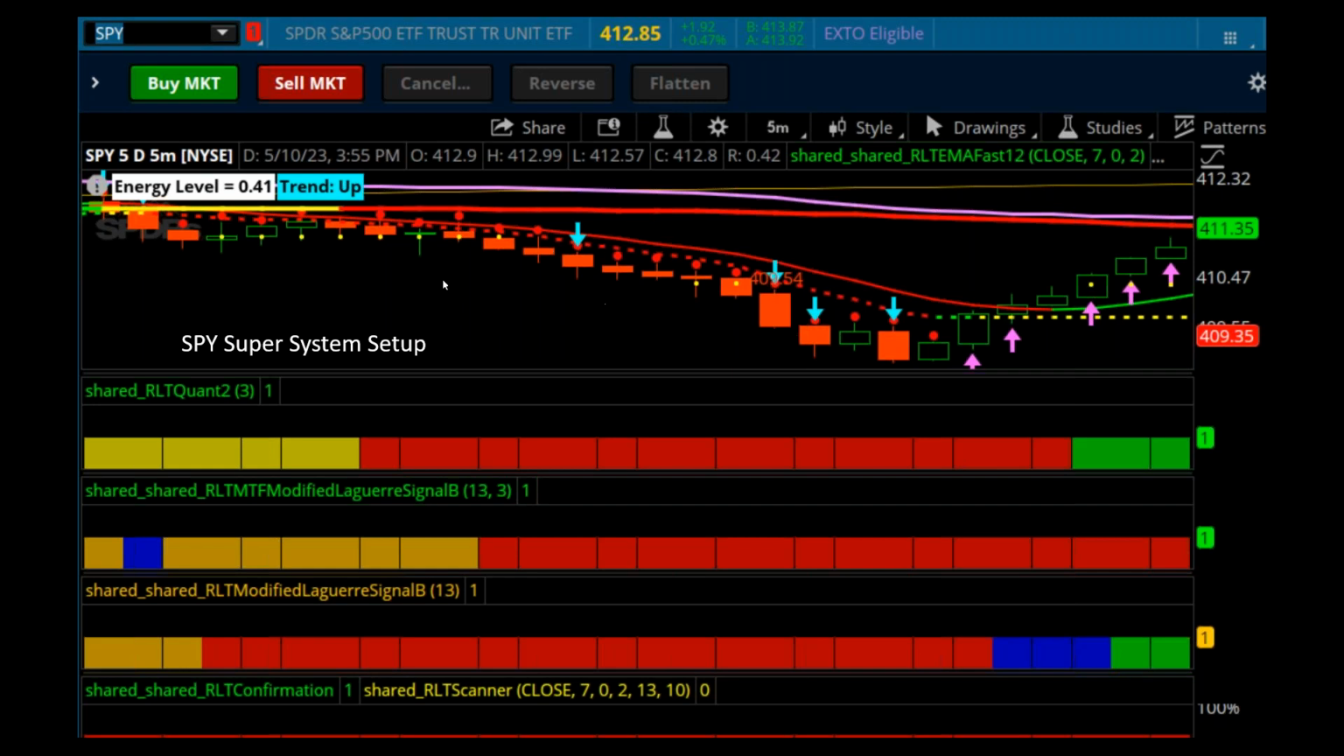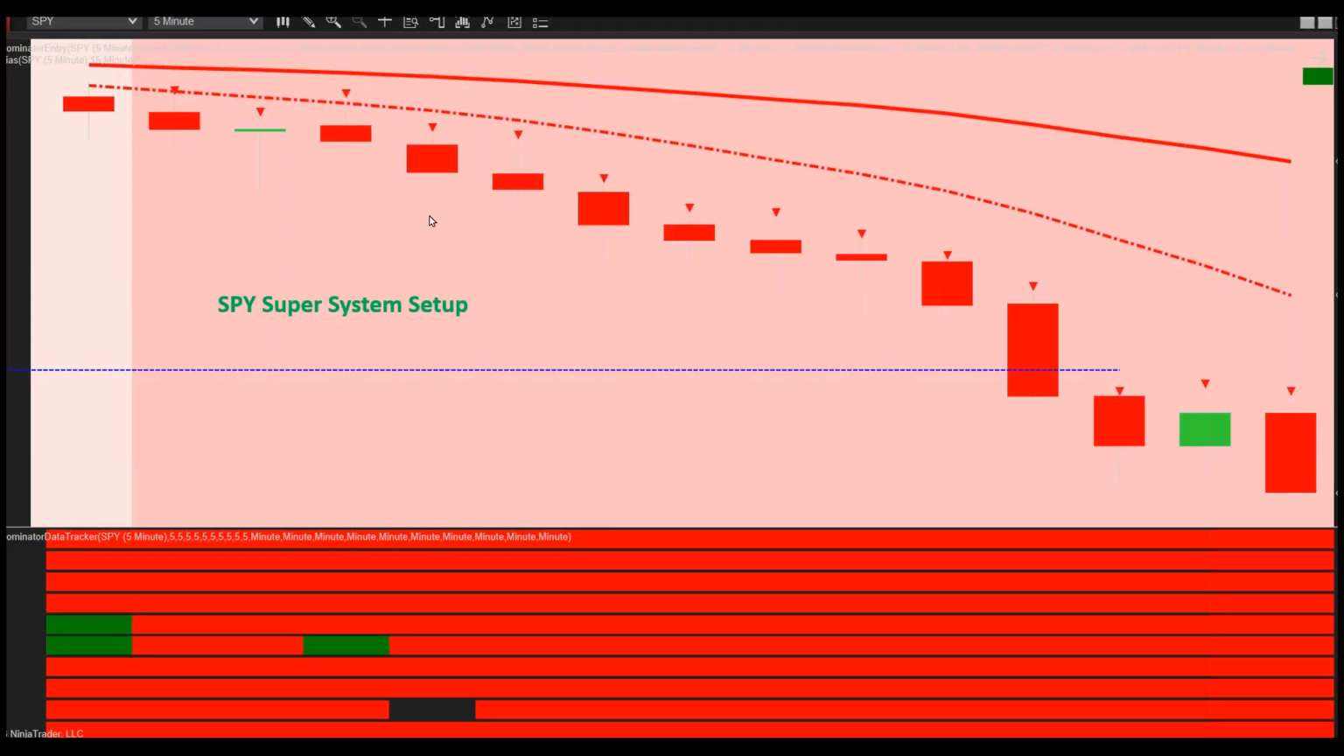Now, what I want to show you is this is the compass system telling me that the institutions are in here selling. All right, so that's one half of the information we need for the SPY super system. The second half is the dominator system. Here is the dominator system.